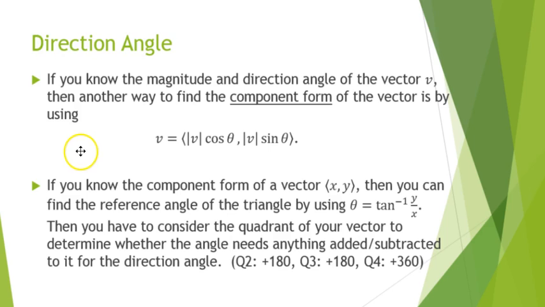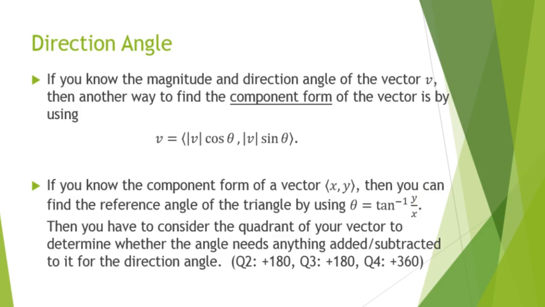Another thing you can do with direction angles is find the reference angle when you know the component form. So maybe you already know the horizontal and vertical pieces, the x and the y values, and you're trying to figure out what angle that vector is pointing at. Well, you can find theta by doing tangent inverse of the y piece divided by the x piece.